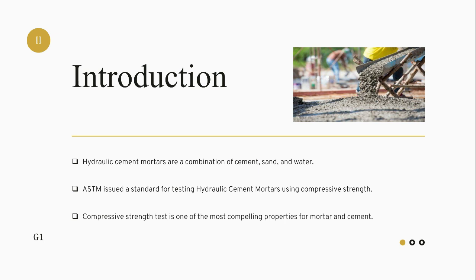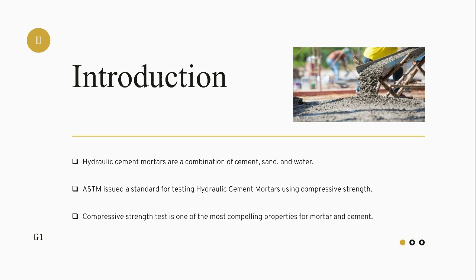Compressive strength. Ano nga ba yung compressive strength? Compressive strength test is one of the most compelling properties for mortar and cement. Bakit siya tinawag na one of the most compelling properties for mortar and cement? Since pag gumagawa tayo ng concrete or mga structures, pag ginagamit natin yung concrete, gusto natin matibay siya, durable, and safe. So, kung safe siya, matibay siya.